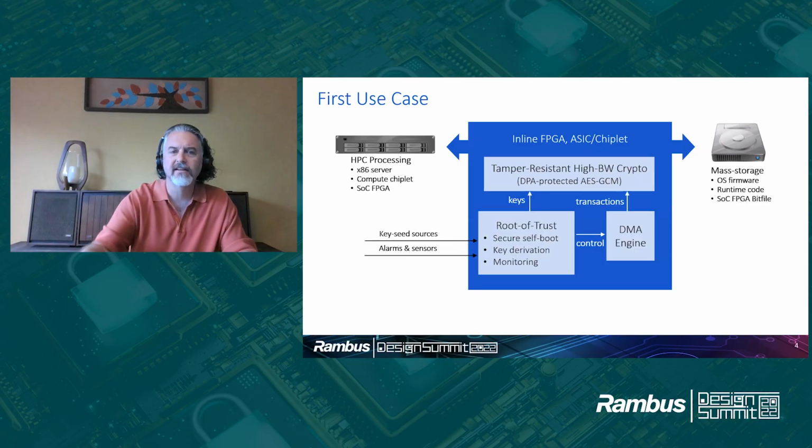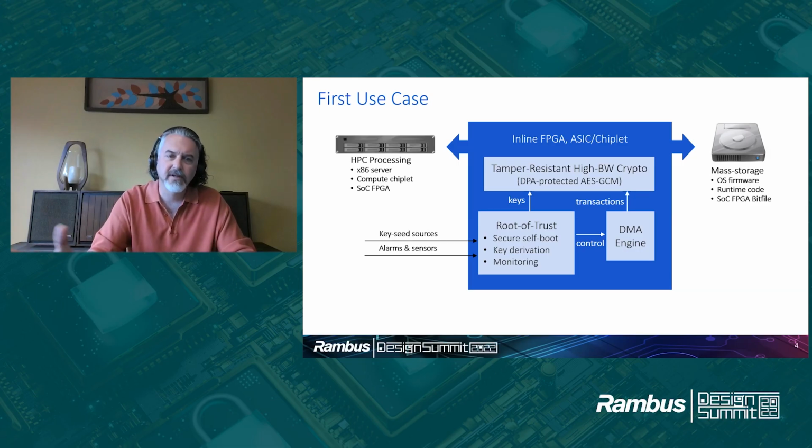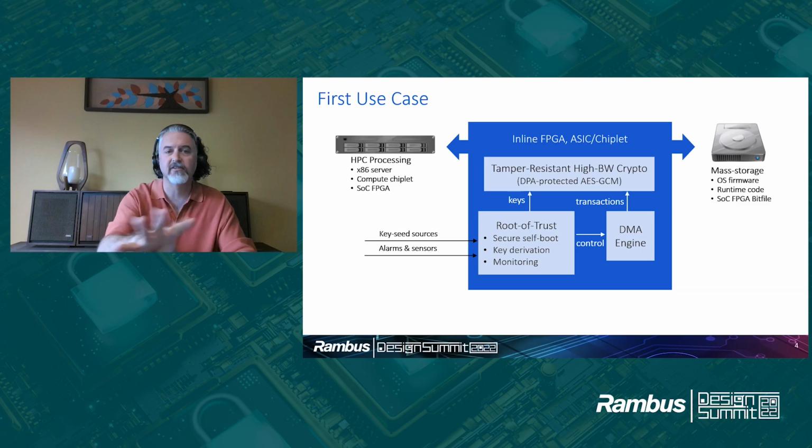And now what I'm going to demonstrate is what a full solution would actually look like. There's that high-speed wire again, the tamper-resistant crypto, and now we're using a root of trust, also known as a root of security or a trusted execution environment or an embedded HSM. There's a lot of things that act as a root of trust, and they're essential. They're essential not only for self-booting this environment, this inline FPGA or this ASIC or this chiplet, but they're also the thing that does the key derivation.